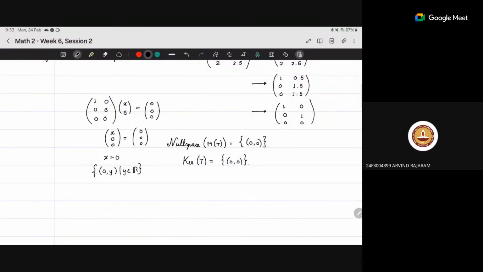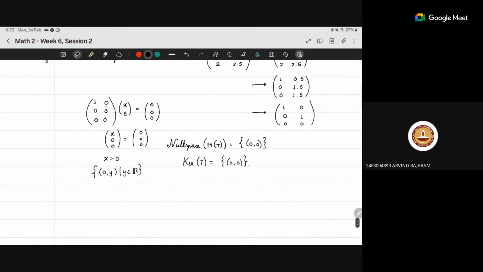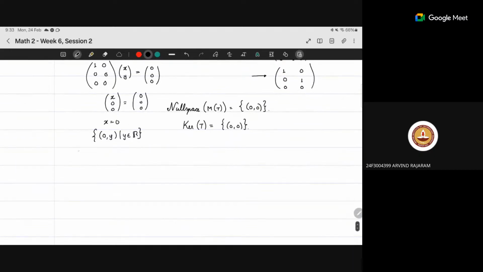Now, just to give you a little more, if the matrix was 1 1 0 0 0 0, you would have x plus y is equal to 0 and no other condition. Then what is the null space of this? The null space of this is x comma minus x, as x goes over the reals.